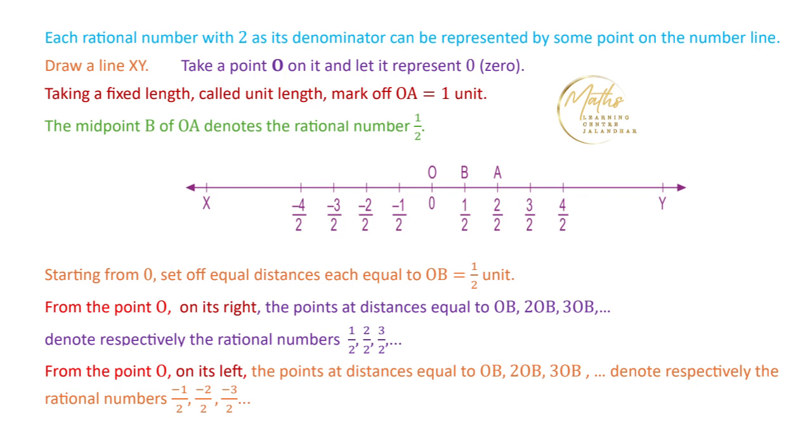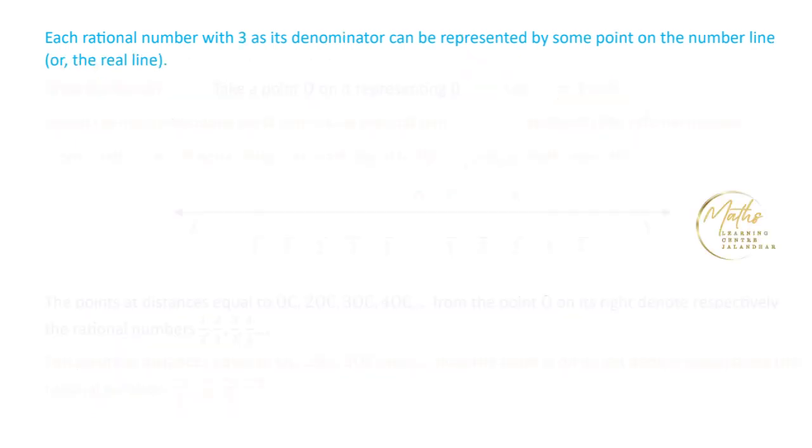So this is how we can represent all rational numbers with the denominator 2 on the number line. Now next, we are going to prove that we can represent the rational numbers with the denominator 3 on the number line. So we proceed in the same way.